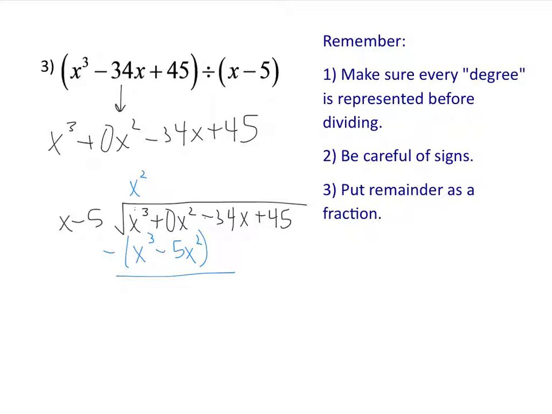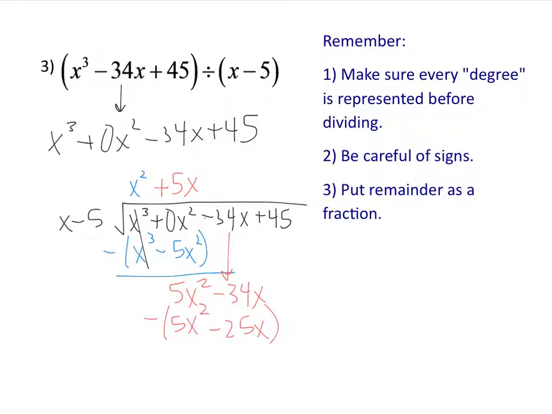So now if I subtract, x cubed minus x cubed goes away, 0x squared minus negative 5x squared, and this is where you need to be careful of signs. Double negative really means add, so I get 5x squared. Bring down the negative 34x, and now I ask myself, how many times does x go into 5x squared? 5x times, and now I say x times 5x is 5x squared. Negative 5 times 5x is negative 25x.